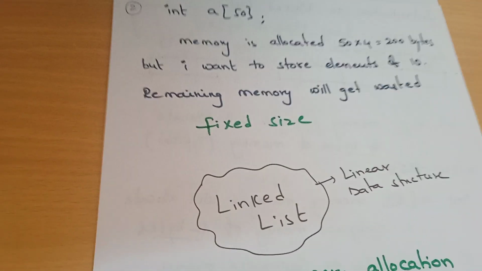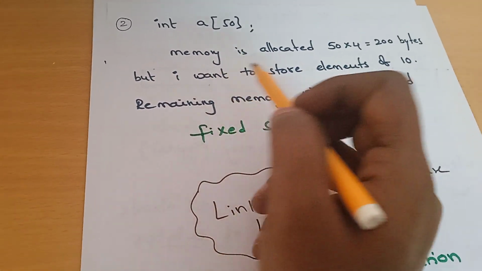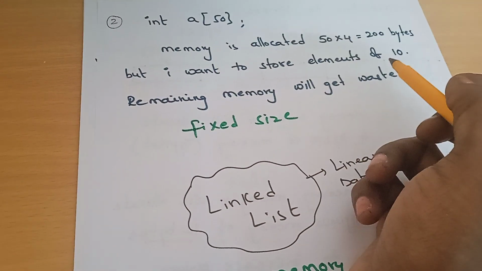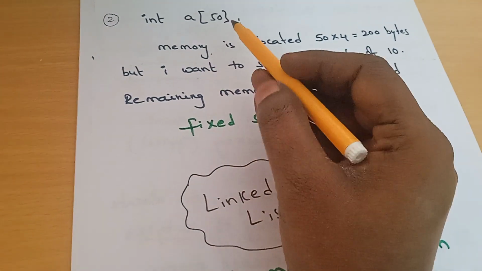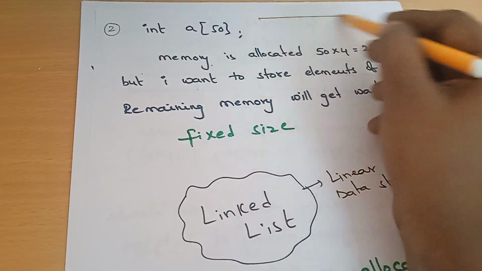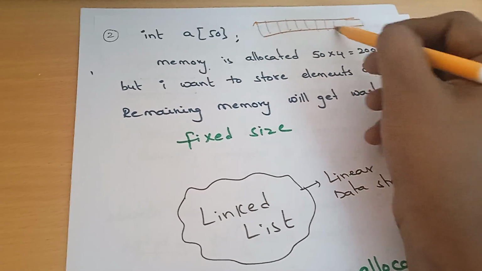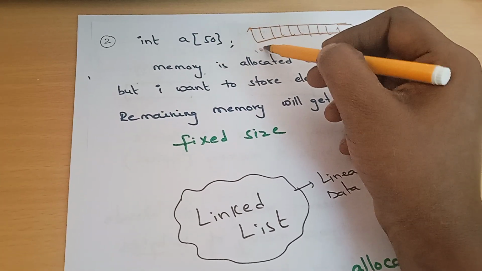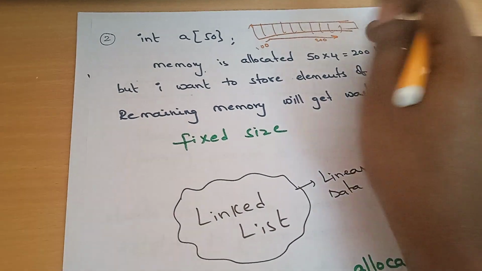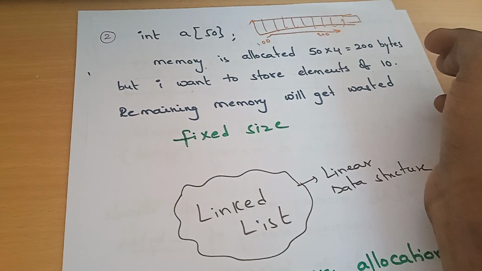And the second drawback of arrays is, if I want to give A of 50, memory is allocated 50 into 4, which is 200 bytes. But I want to store elements of only 10. In the declaration part, I gave A of 50. So on the long tape of memory, all of this will get allocated for this instruction. From 100 to 200 bytes, all these will take 200 bytes. So this much huge memory will be allocated to store these values.